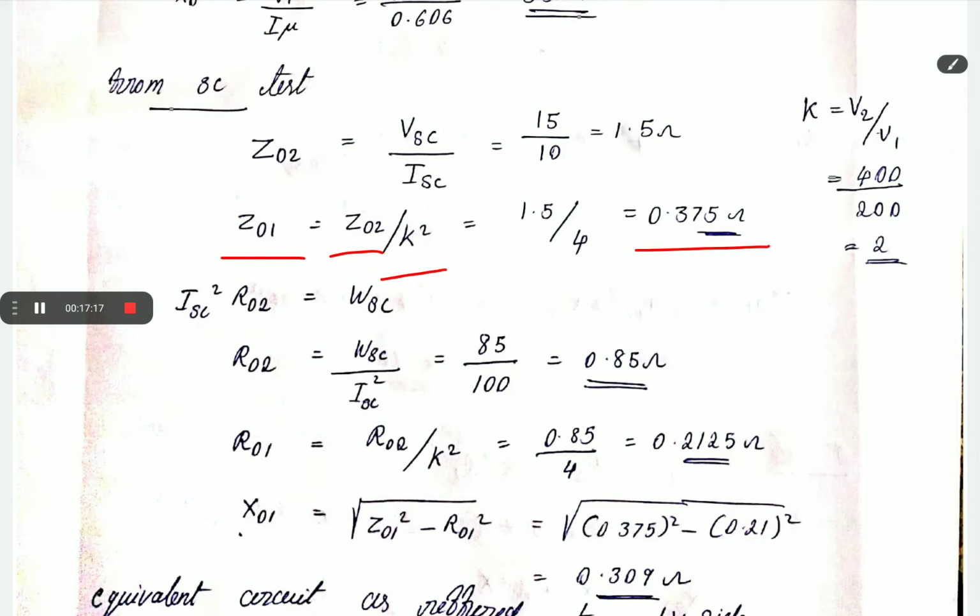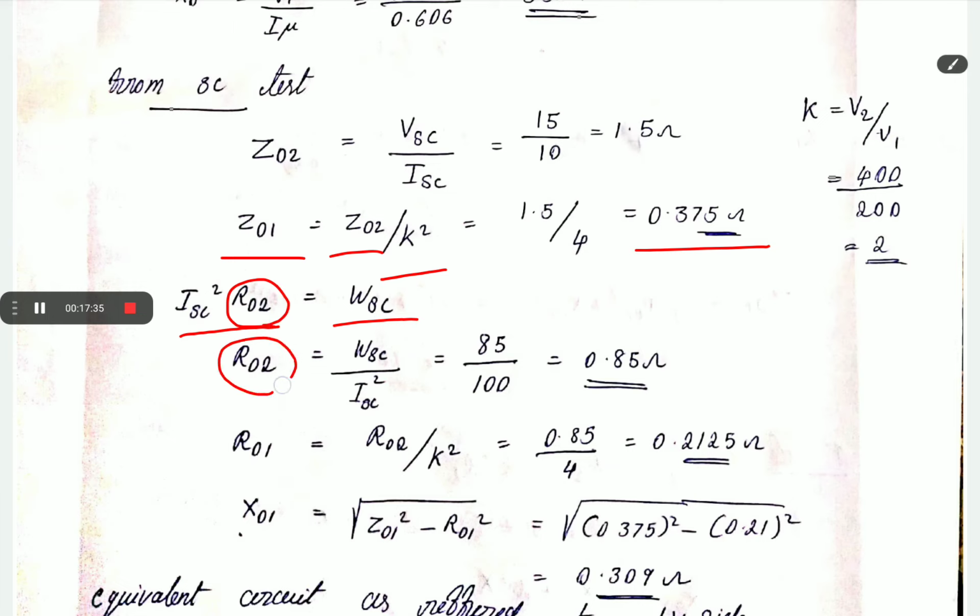Then the power: we have already discussed that the power given from the short circuit test indicates the copper loss, so the I square R loss. So Isc square R02 will be the power given from the short circuit test. This is also a secondary parameter.